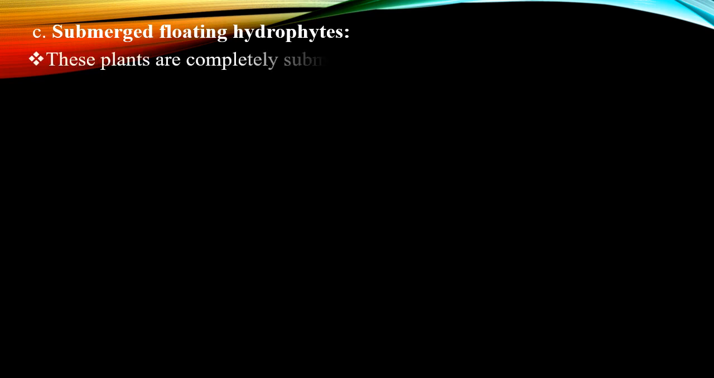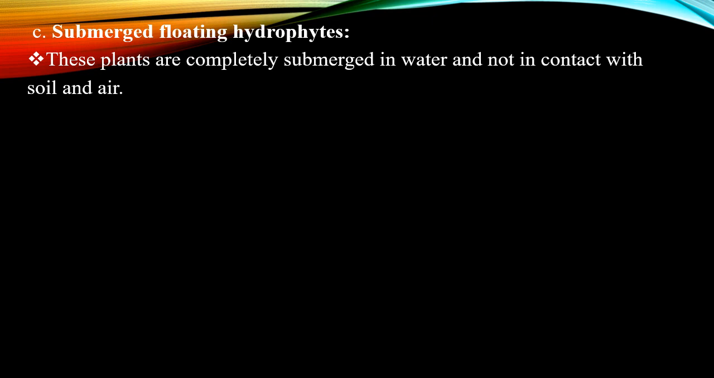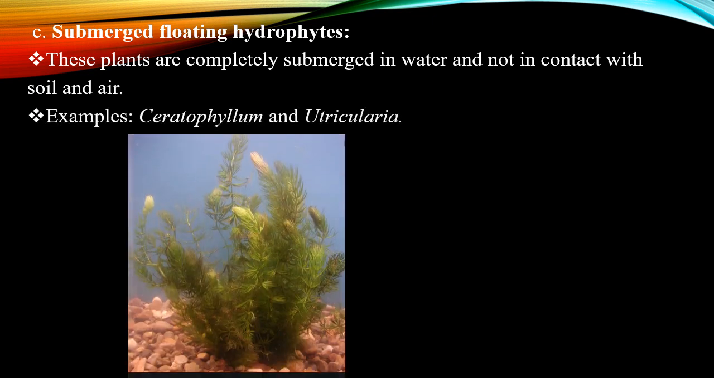The next topic we are going to see in hydrophytes is submerged floating hydrophytes. In these, the plants are completely submerged in water and they do not have contact with soil and air. Examples: Ceratophyllum and Utricularia.